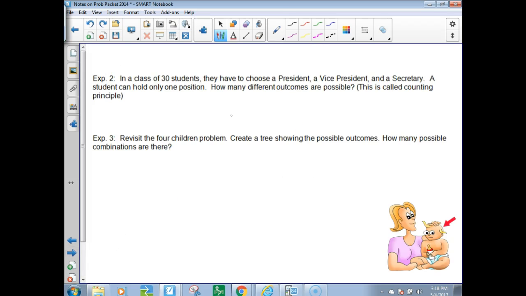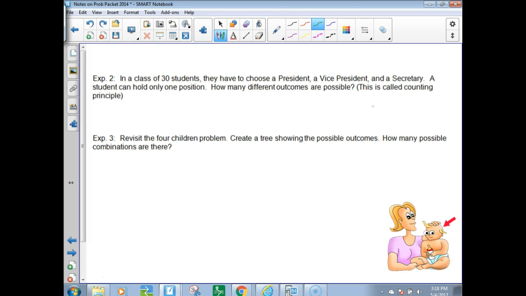All right, in a class of 30 students, they have to choose a president, a vice president, and a secretary. And a student can hold only one position, all right? That's usually the case, right? How many different outcomes are possible? This is called the counting principle.